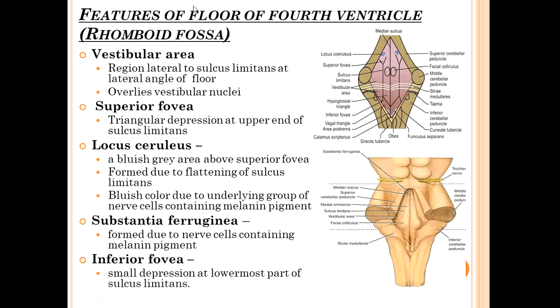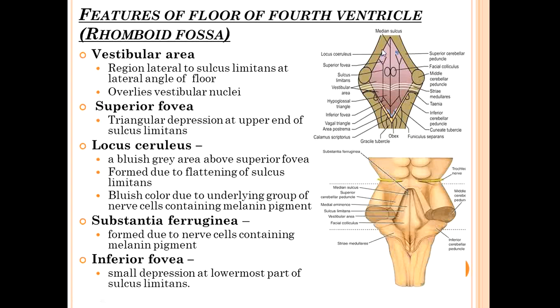Now what is the vestibular area? Here you see this region, the region lateral to the sulcus limitans at the lateral angle of the floor. This is known as the vestibular area. And what is it overlying? It is overlying the vestibular nuclei. Then the superior fovea: this is a triangular depression at the upper end of the sulcus limitans. I told you this is the median sulcus, then the medial eminence, then the sulcus limitans. So the upper end of the sulcus limitans is known as the superior fovea.